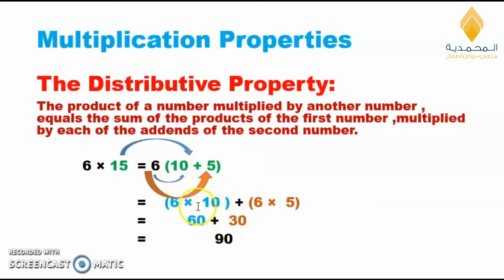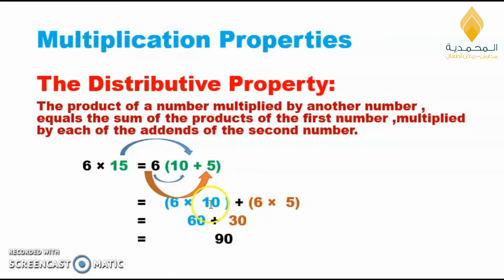Then solve the two brackets. 6 times 10, which is 60, plus 6 times 5, which is 30. 60 plus 30 is 90. So solving this problem is much easier than solving the original. We can solve it mentally, right?